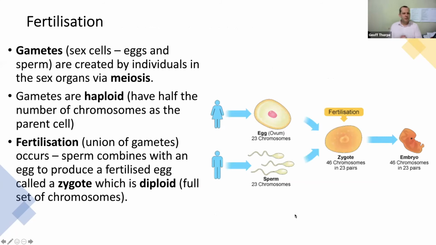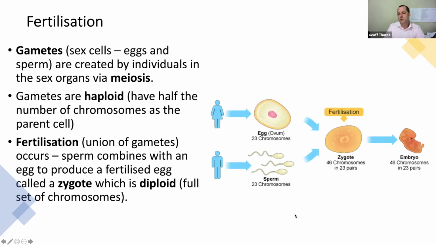So I've talked about advantages and disadvantages. Now we're just going to look at fertilization and define a few more terms. Firstly, gametes. Gametes are the sex cells. If we think of people, it's the eggs and the sperm. So it's the sex cells created by individuals in the sex organs.